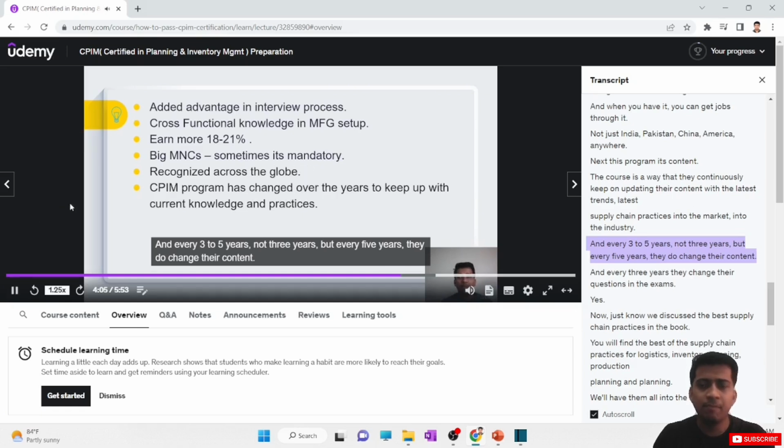Once you have selected the speed you are comfortable with, you can also enable the captions. Here you see, I have already enabled them, but you can switch them off. And when you switch them on, you have the captions.